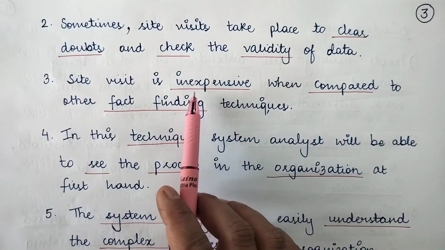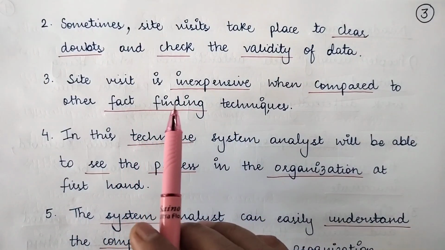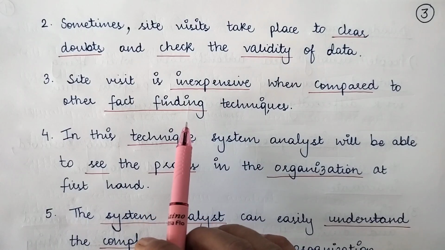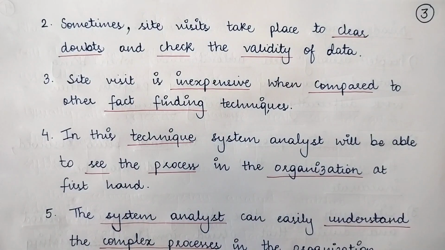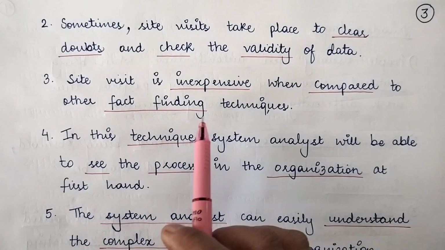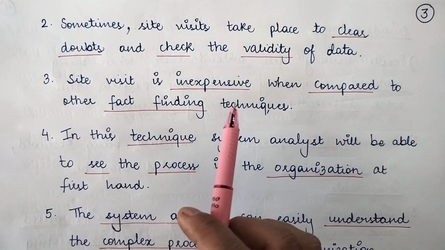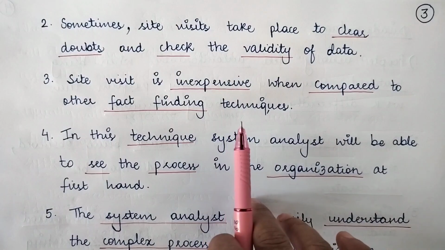But site visit is a very simple technique wherein a system analyst just walks in the organization about which he wants to collect the data. He observes the working of the staff members. That's it, nothing else. So it is very inexpensive as compared to other fact finding techniques.